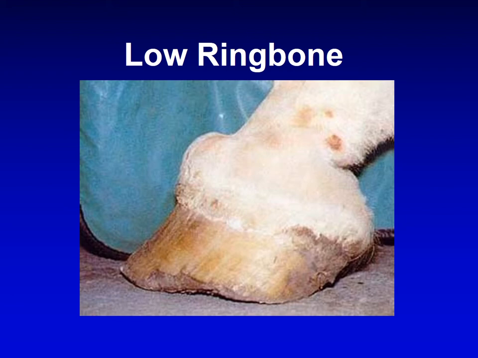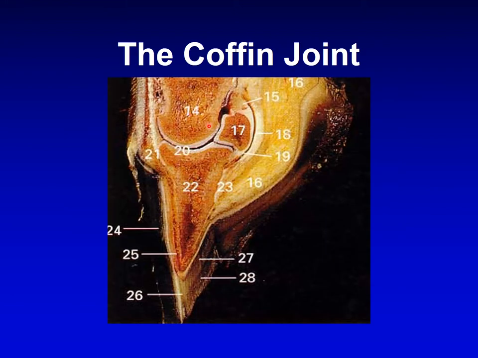The last joint in the digit is called the coffin joint. This is the coffin joint right here. And the coffin joint is an articulation between the distal end of P2, the proximal end of P3, or the coffin bone, number 22 here, and the distal sesamoid bone, or also known as the navicular bone.